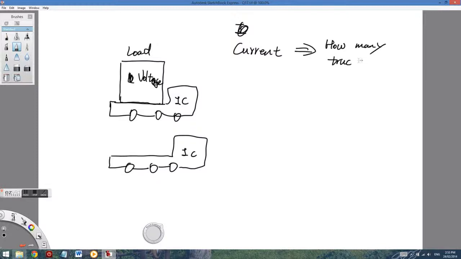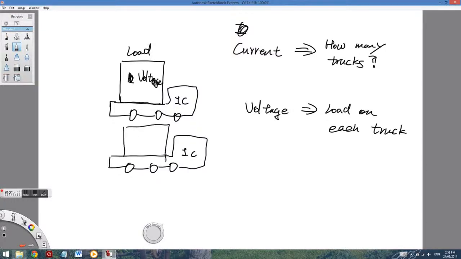Current means how many trucks, and voltage gives us the load on each truck. The more trucks I have, the more current I have, and the more load on each truck means the more voltage I have. By the way, this is not 100% scientifically correct, but it's a pretty good explanation.